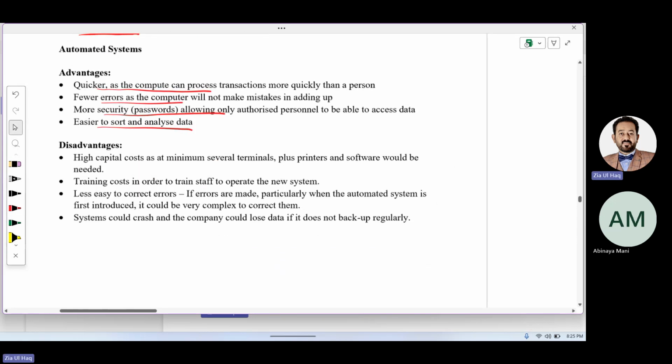But there are disadvantages of automated system. For software, you need to bear the cost. You need to train your staff. And if anything is entered wrong, you cannot identify and correct it easily. And a system could be hacked, could be crashed. In that situation, you will lose all the accounting data if you do not have backups of the system.